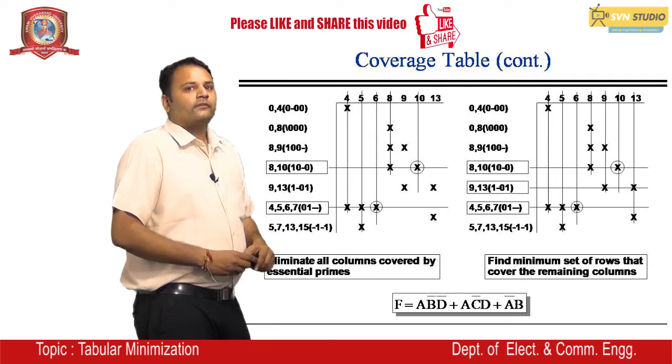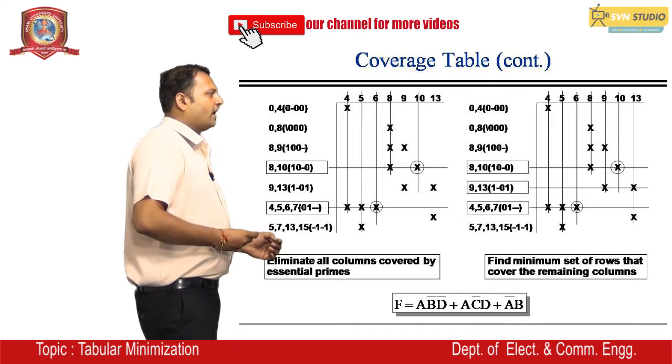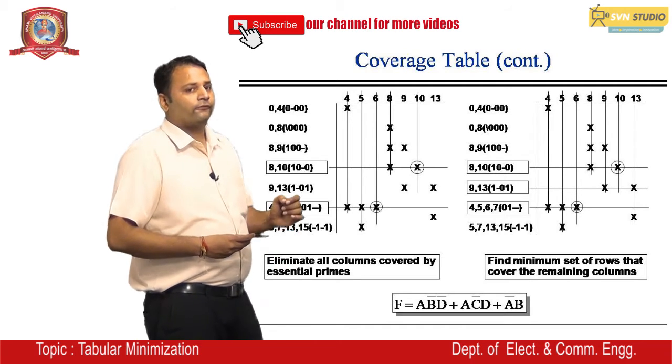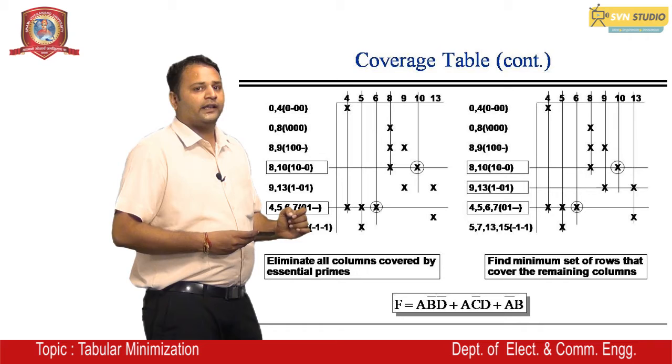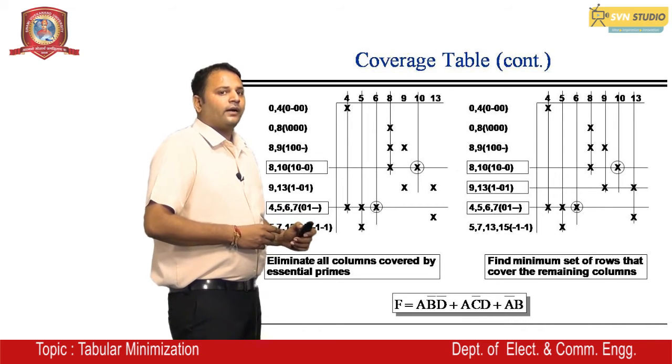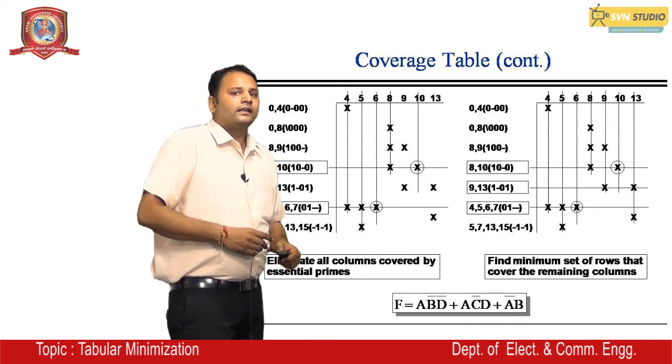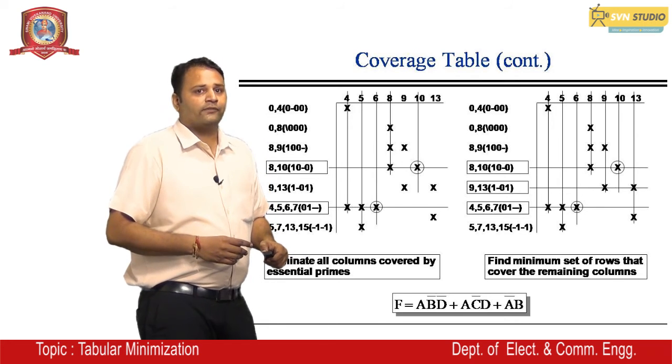Then we eliminate all the essential prime implicants and find the final output value: A B bar D bar plus A C bar D plus A bar B. That is the final value of the coverage table.